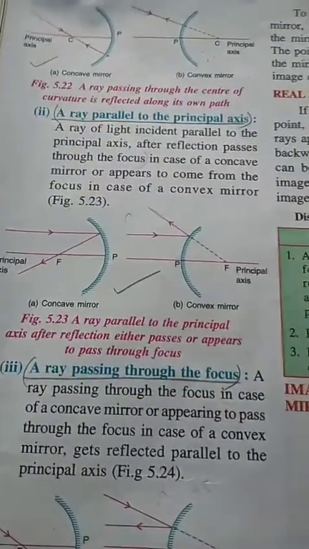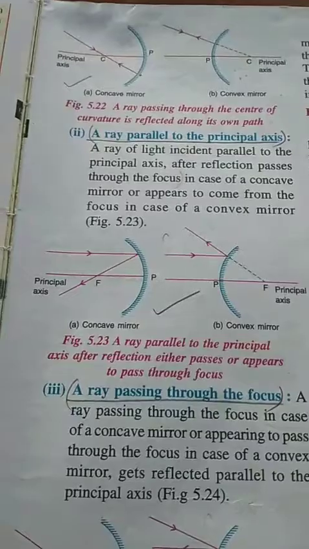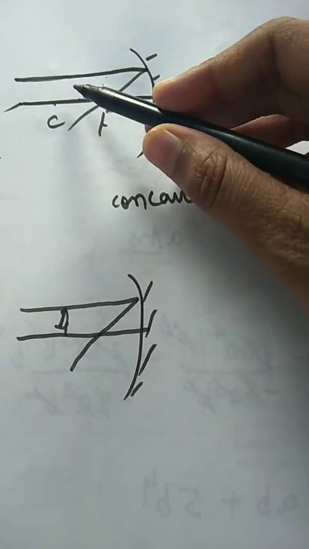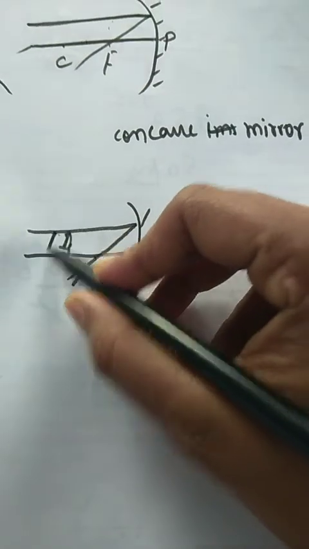The next one is the concave mirror, which I have already told you is this one. In a concave mirror, if a ray is parallel to the principal axis, it will pass through the focus, and if it is passing through the focus, it will be parallel to the principal axis. So these are two conditions.